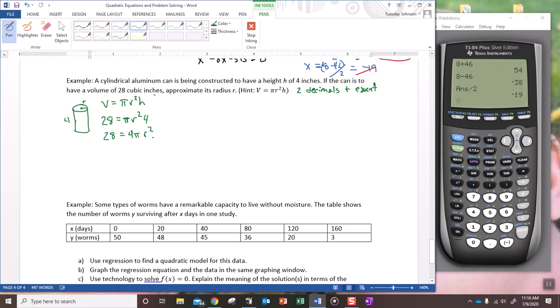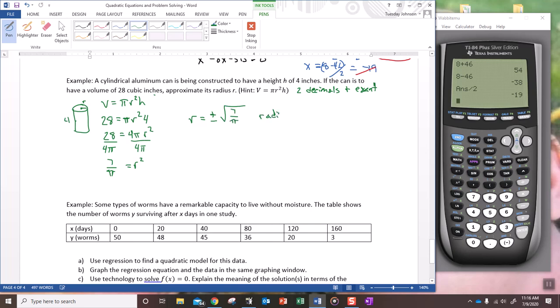In order to solve, I'm not going to use the quadratic formula. I have r only in a single term. I'm not going to complete the square. I'm going to use the square root property. When I divide by 4 pi on both sides, I'll get r squared on the right. 28 divided by 4 is 7. We still have the pi. r equals plus or minus the square root of 7 over pi.